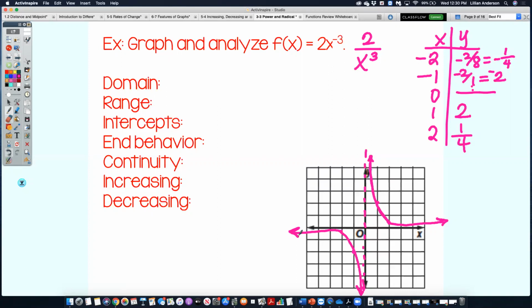So I'm going to take a pause for a second. I want you guys to fill out all the information, analyze this function, and we'll see how you did. All right, Elizabeth, what did you get for the domain?